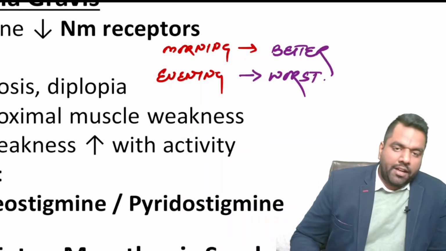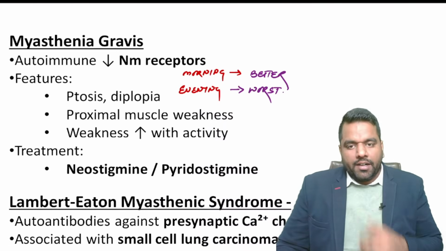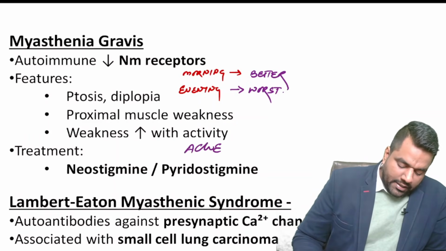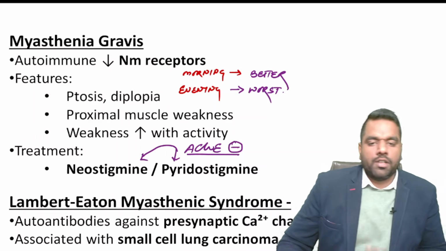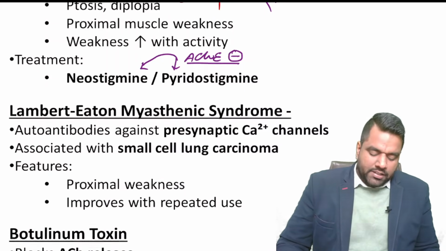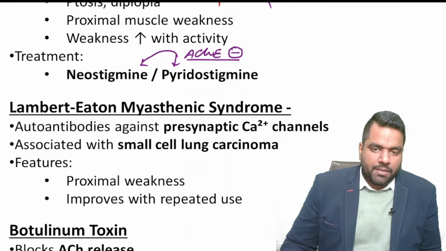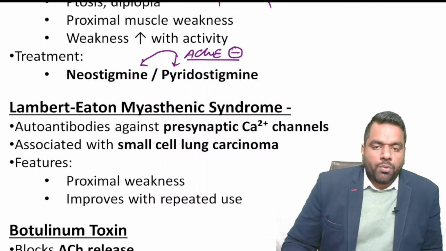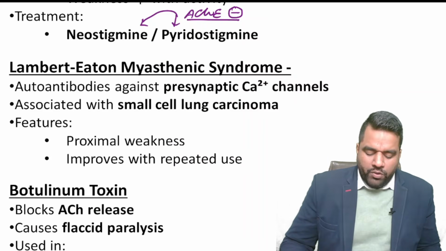Please pay attention, very important part, right? Very important part. And the treatment is acetylcholinesterase inhibitors. And who are the inhibitors? Neostigmine and pyridostigmine. Lambert-Eaton syndrome: again, autoantibodies against the presynaptic calcium channel. This is associated with small cell lung carcinoma, and features proximal muscle weakness that improves with repeated use.